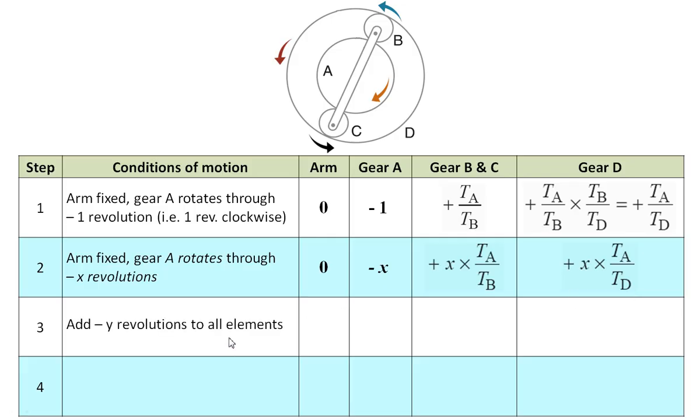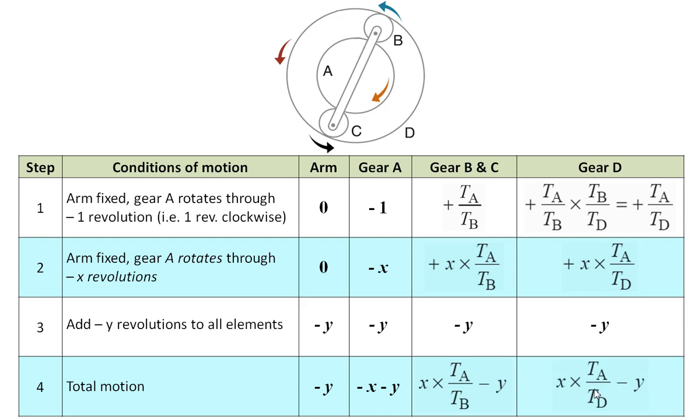In the third step, add minus y revolutions to all the elements. So we are adding minus y in all the elements. Now we have the total motion, that is addition of row number 2 and row number 3. So for arm we have minus y. For gear A we have minus x minus y. For gear B and C we have x into TA by TB minus y, and for gear D we have x into TA by TD minus y. So these are the relations obtained in the fourth row.